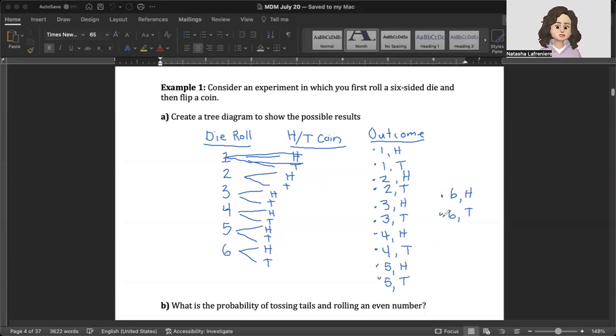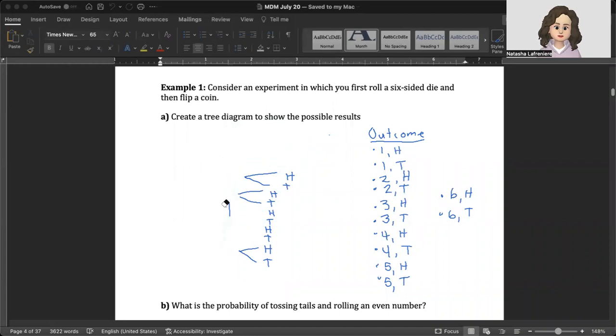Okay. So instead of erasing everything, I'm just going to erase this part. And so that way I can answer B and we can still look at the outcomes, which will be a lot easier for you to visualize. So it's asking us, what is the probability of tossing tails and rolling even? So I'm going to use a different color for this guy. Okay, so tails, that means that this guy's out. And you can scratch out the ones that you've got.